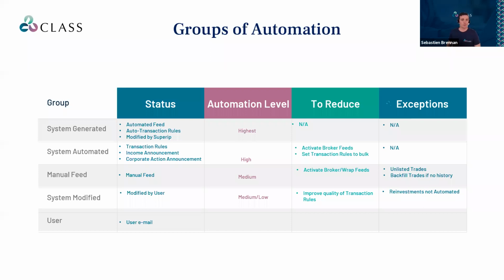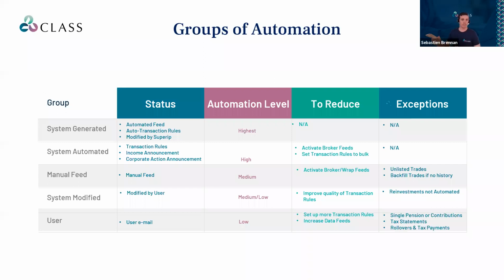The final one are your user email transactions. These are obviously the lowest level of automation. To reduce these, we can look at setting up transaction rules. We can also, again, increase the number of data feeds that we have. So certainly a theme that you'll notice here is that setting up more data feeds is going to solve a lot of our issues in terms of automation.